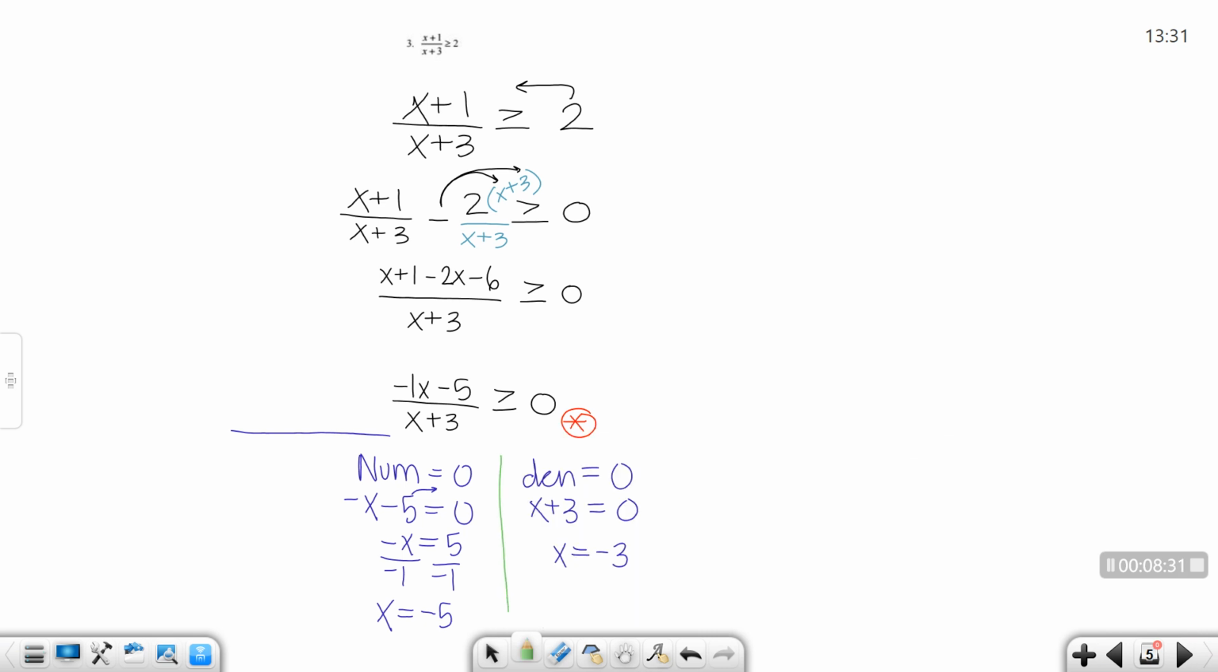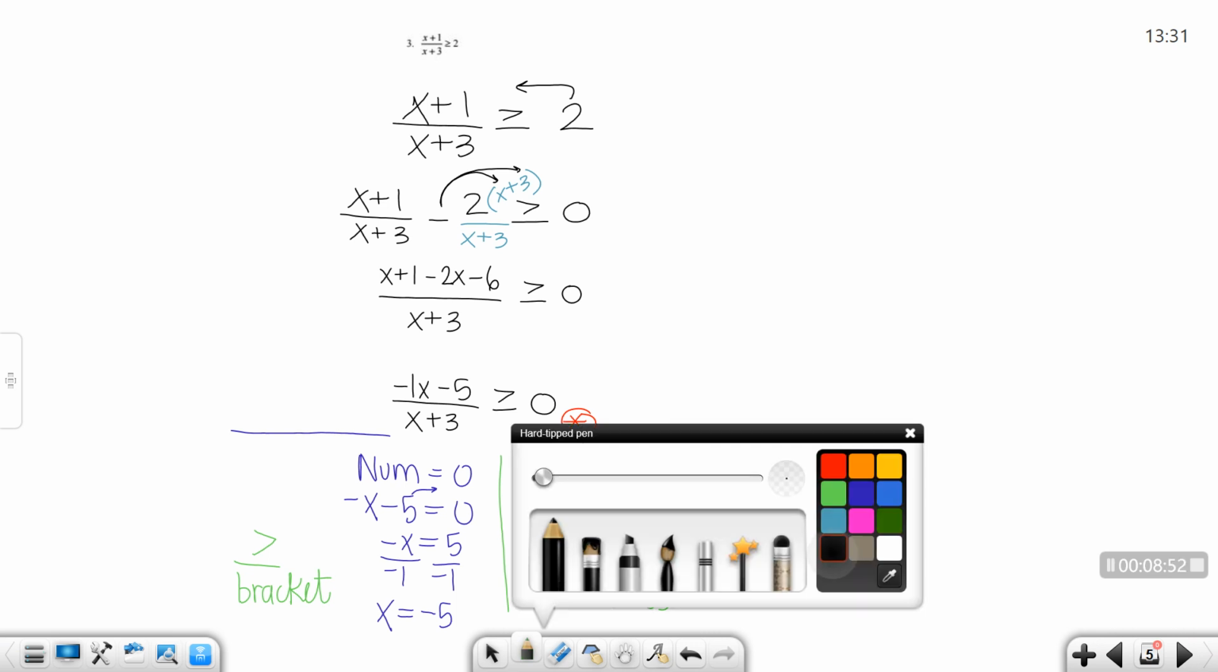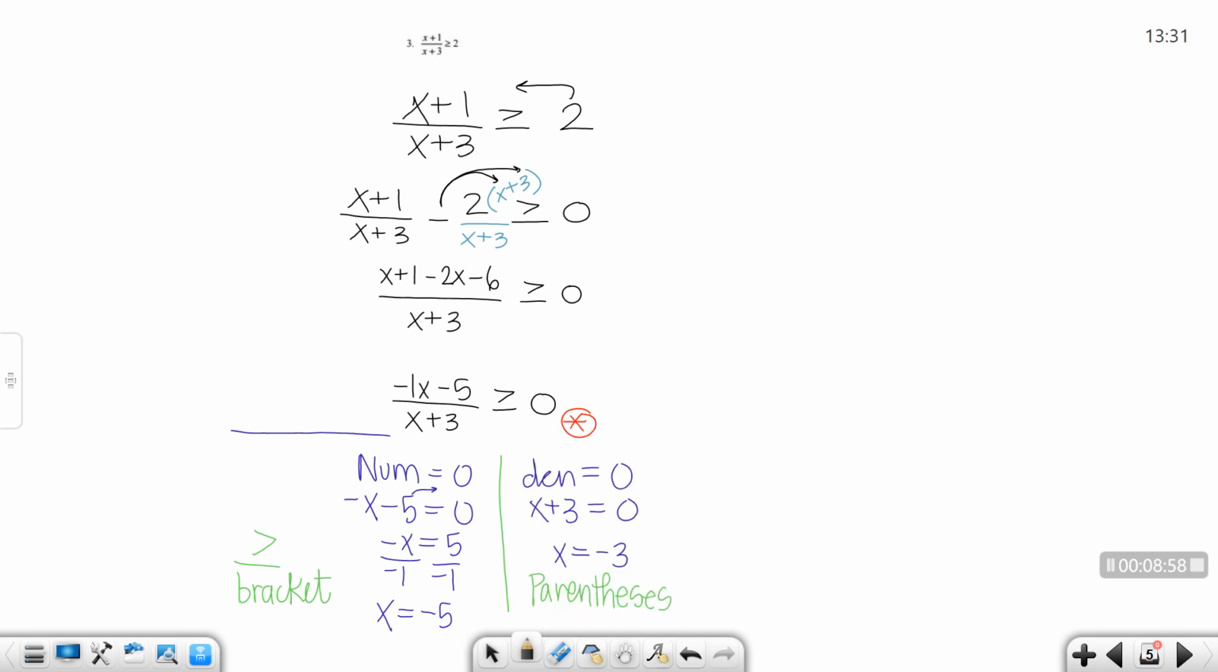Now remember, if it comes from the denominator, it always uses parentheses. If it comes from the numerator, it depends upon the symbol in the problem. Well, the symbol in this problem was greater than or equal to. Since it was greater than or equal to, we will again use a bracket. Now, you don't always use a bracket. Every example I gave you used a bracket, but you won't always use a bracket.